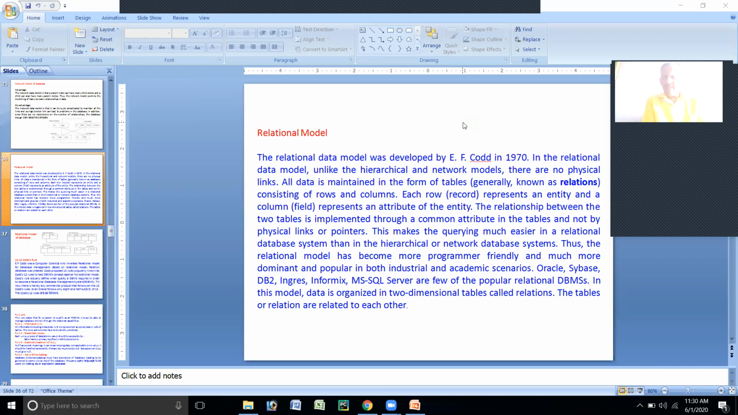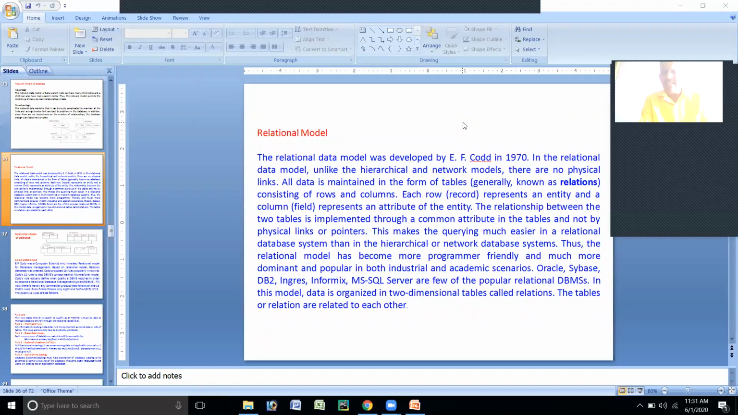This makes the querying much easier in a relational database system than in hierarchical or network database systems. In this model, compared to every other model, a query is very easy to get the information from the database. Thus, the relational model has become more programmer friendly and much more dominant and popular in both industrial and academic scenarios. With that advantage, the programmers are moving towards the relational database model. Right? Because the advantage is the query.